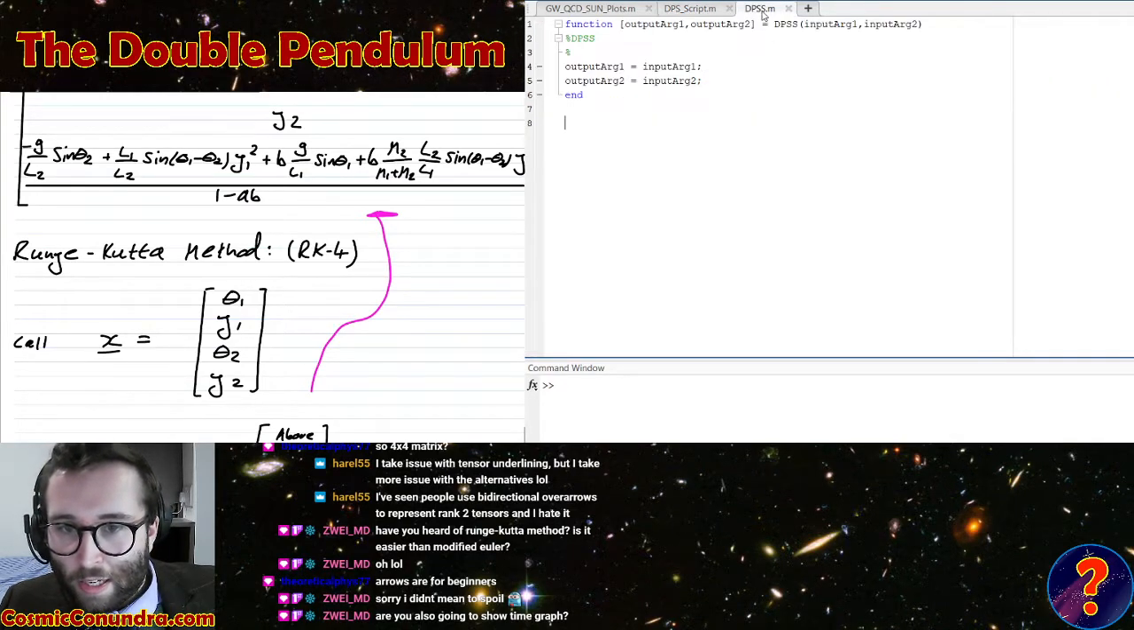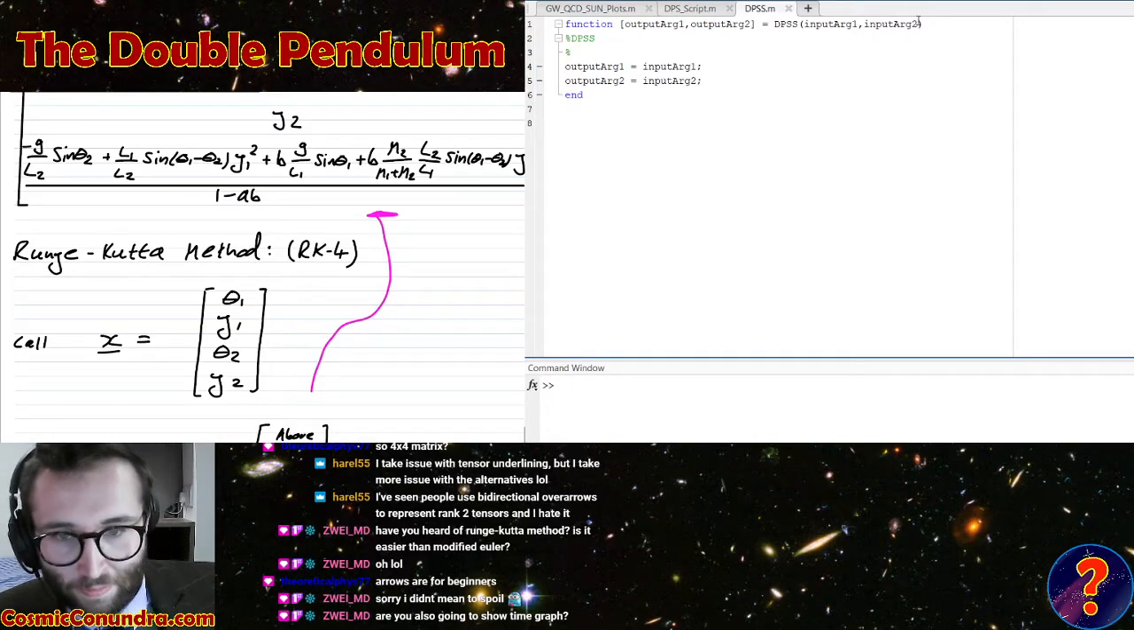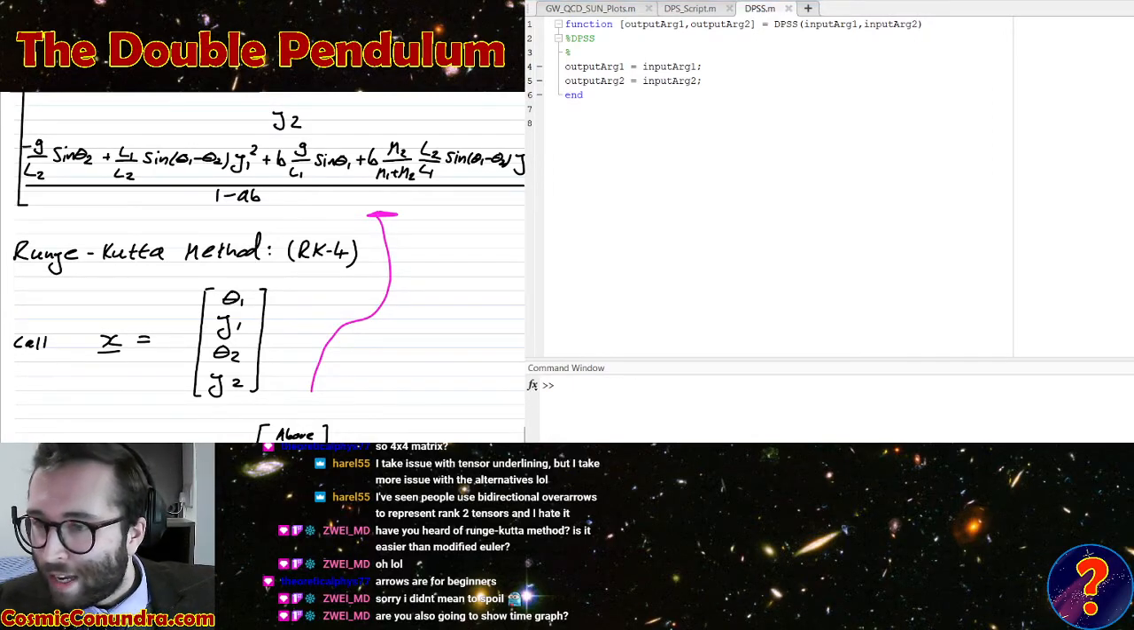And I want to write this in a function that I'm going to call dpss, which I can't remember why I wrote that shortly before. What does it stand for? Double pendular script, double pendular system script, maybe. Who knows? I don't know. I'll leave it as it is, though. Doesn't matter.